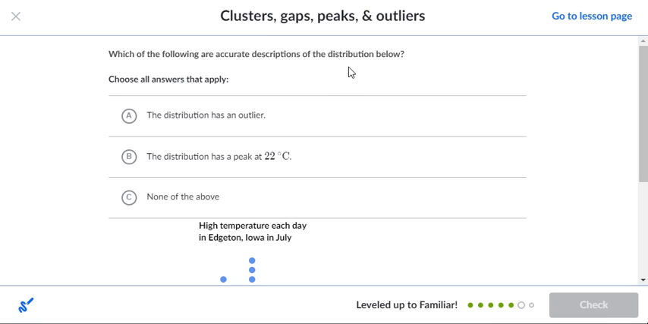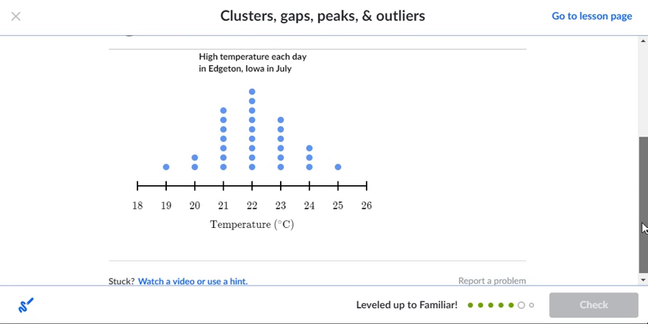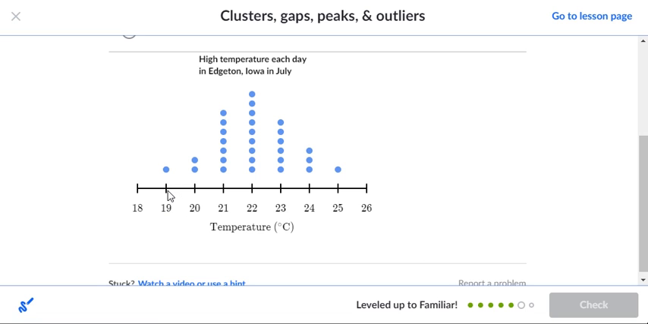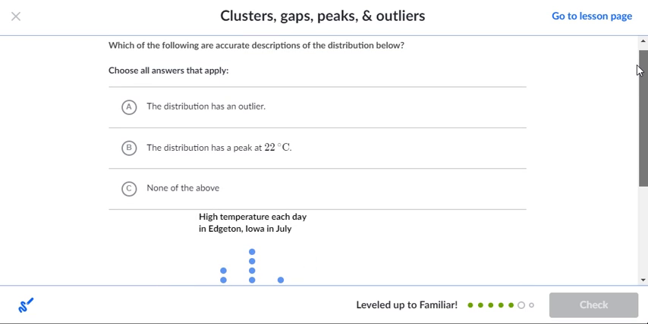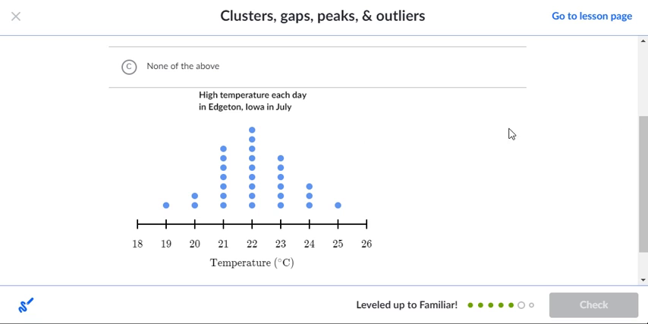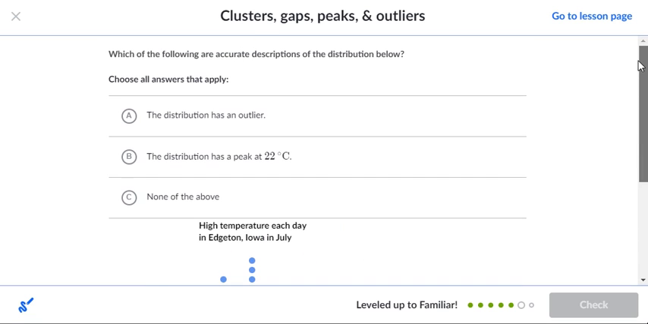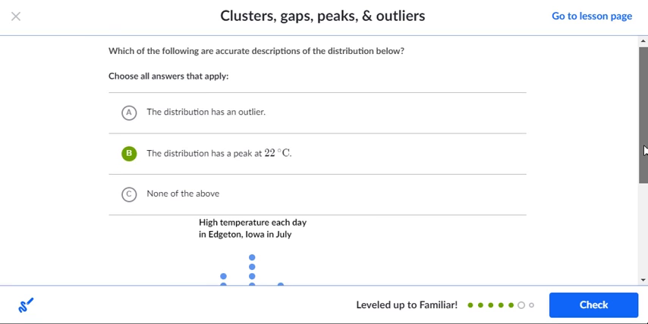Which of the following are accurate descriptions of the distribution below? Choose all answers that apply. The distribution has an outlier. Well, not really, because the 19 to 25, they are relatively connected to each other, so it's not a wide spread of numbers. I mean, if this thing jumped up into the 40s, if this thing was maybe at 2 or 1, yes, those could be considered outliers. But 19 to 25, I believe that those are numbers that are close to each other. So the distribution has an outlier, no. The distribution has a peak at 22. That is true because the highest is at 22. So the peak is always the highest. So the only choice here would be B.